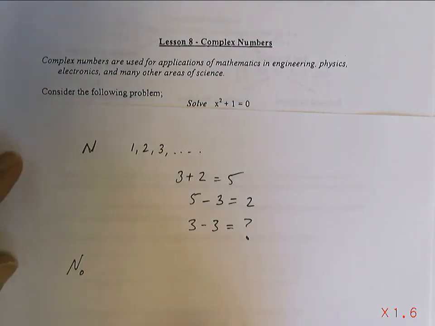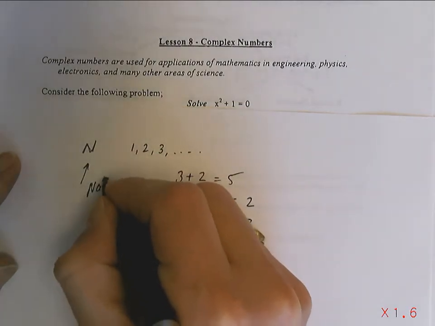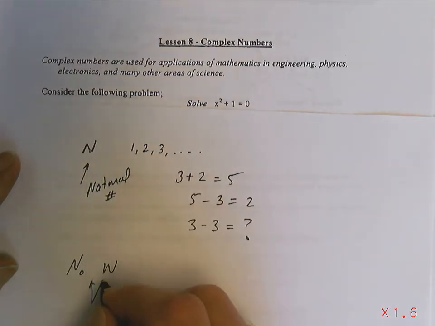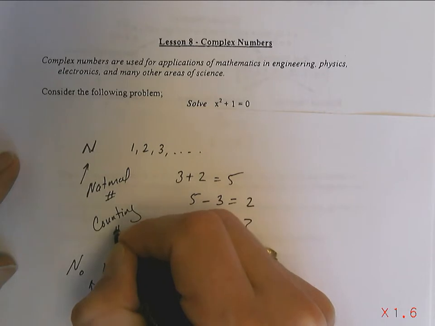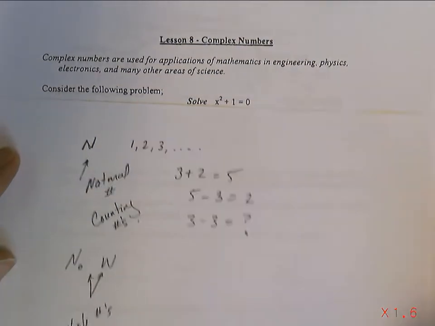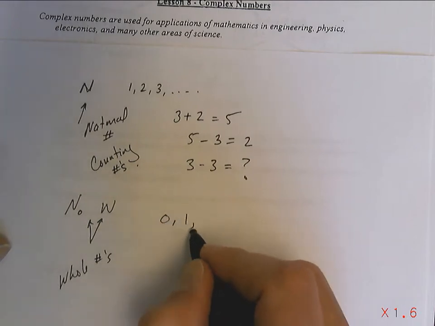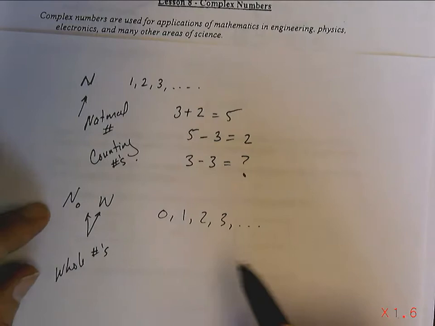So that necessitated the addition of a new number to our number set. The number set would be N sub 0, or we would represent it with a W. These are called the natural numbers, and these are called the whole numbers. These are also sometimes called the counting numbers. And this new system was 1, 2, 3, but with the addition of 0. So we get a whole new set of numbers.